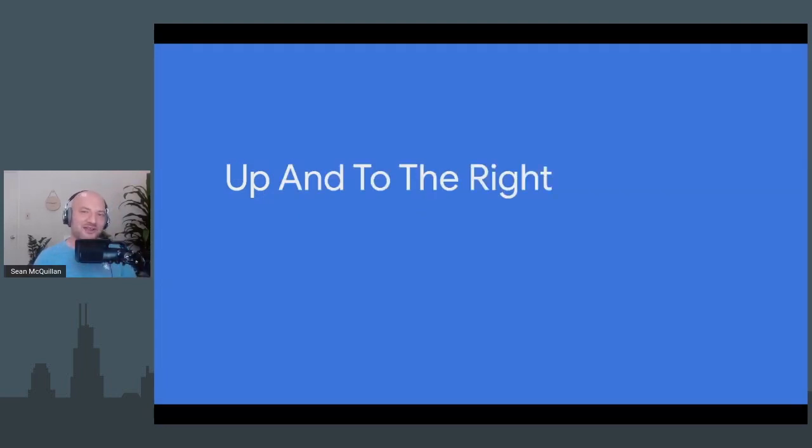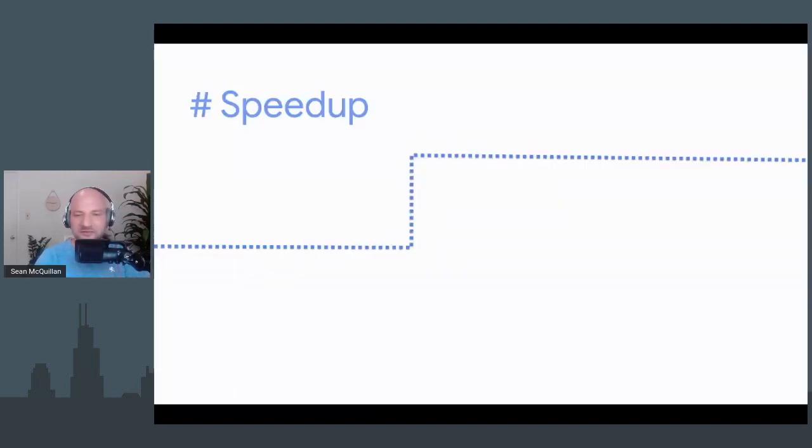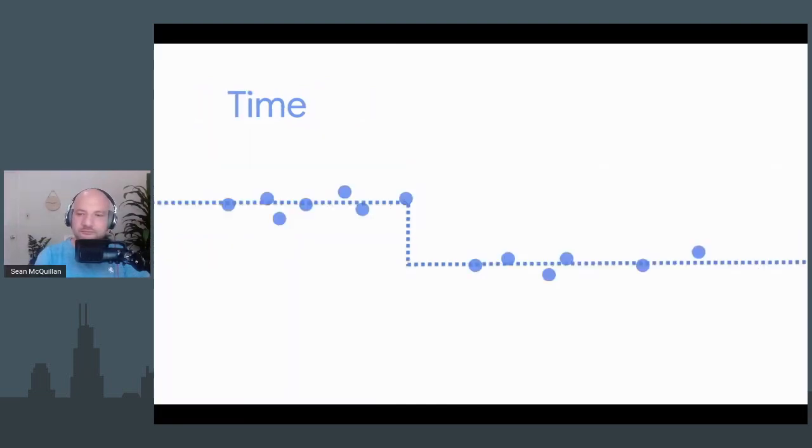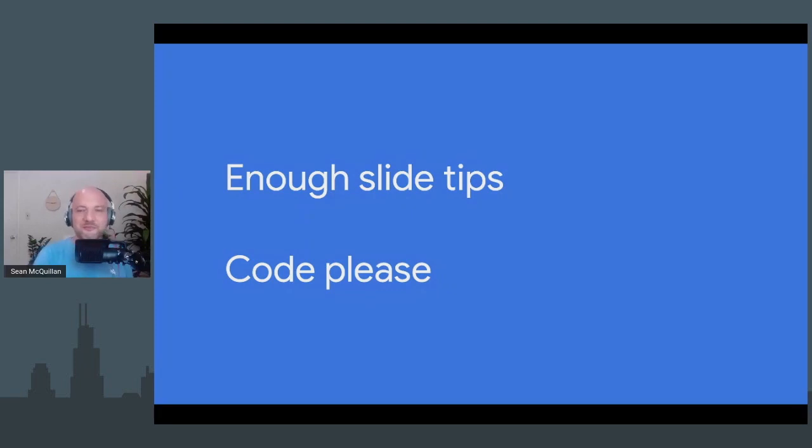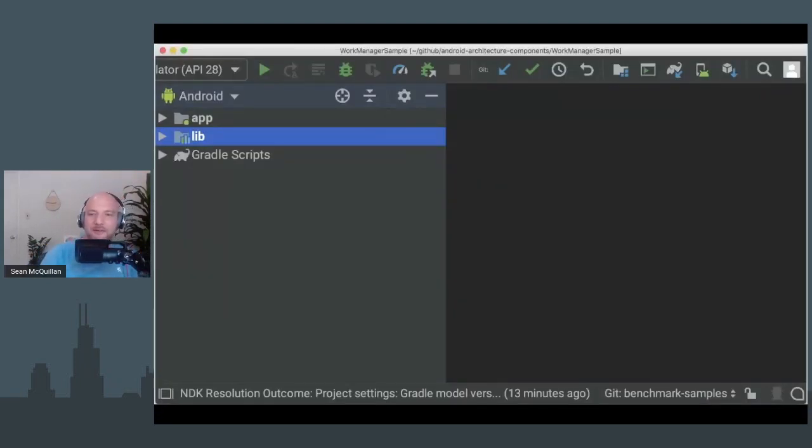So we want our slides, when we're talking about things going well, to go up and to the right. So all I have to do there is just divide by one of the numbers and turn that into percent speedup. And once I do that, I'm going to be able to always generate graphs that go up and to the right for performance improvements. All right, so enough slide tips. Let's talk about some code. How do I actually use the benchmarking library?